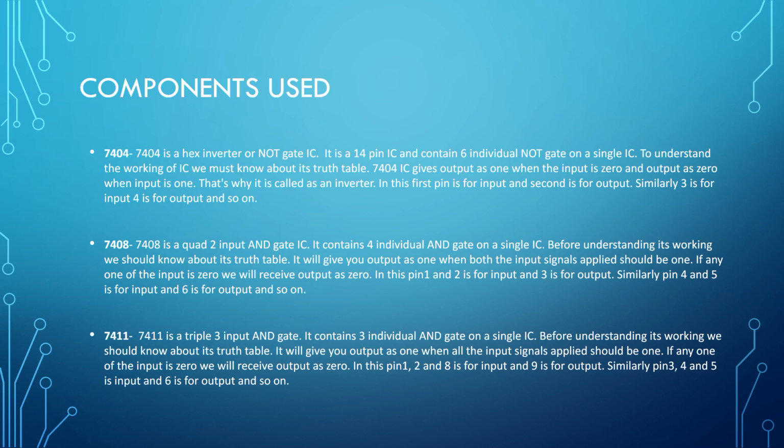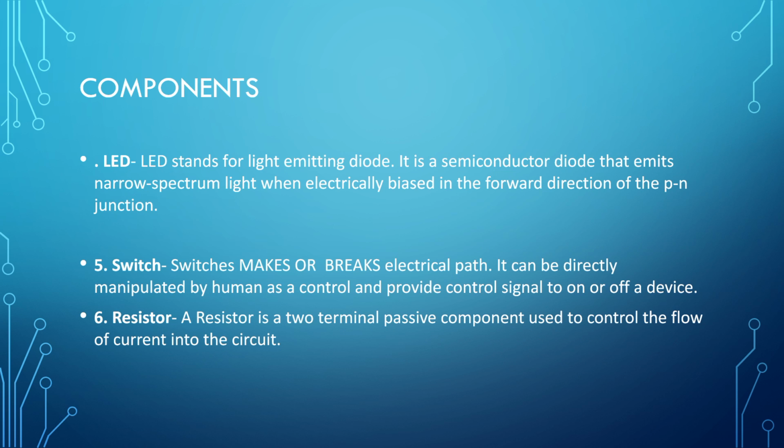So 7404 is a NOT gate. And two more ICs, that is 7408 and 7411. Both of them are AND gates, but 7408 is a 2-input AND gate and 7411 is a 3-input AND gate. The output of an AND gate is high only when all the inputs are high. Otherwise, if any one input of the AND gate is low, the output will definitely be low. Three more components: LEDs to indicate which has the highest priority, switches to give the inputs to the circuit, and resistors to limit the current.